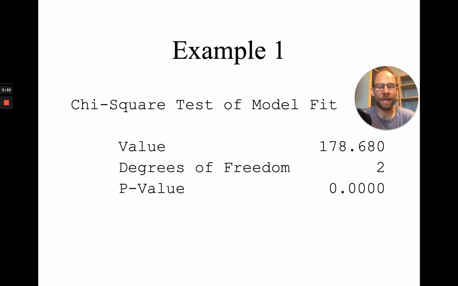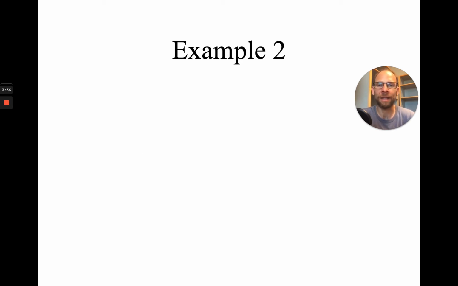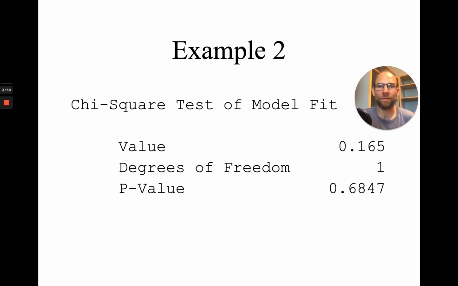Now let's look at a more positive example as well. In example 2, which again I took from Mplus output for a confirmatory factor model, we get a chi-square value that's 0.165 with 1 degree of freedom, and here the p-value is 0.6847, so it's pretty large, definitely larger than 0.05. So here the null hypothesis does not have to be rejected. This does not mean that this is the true model or that this model must be correct and you can trust this model 100%.